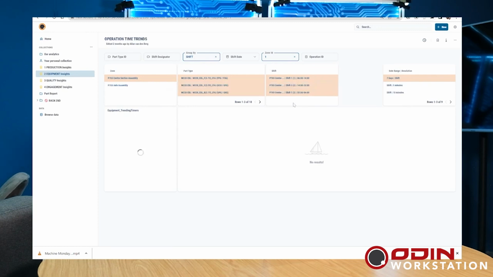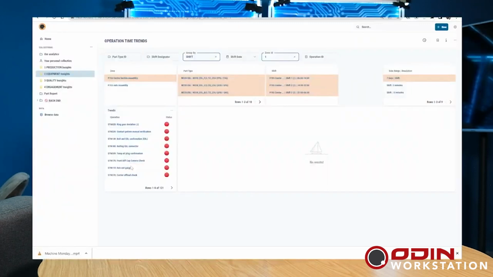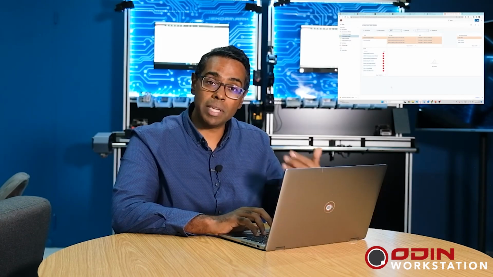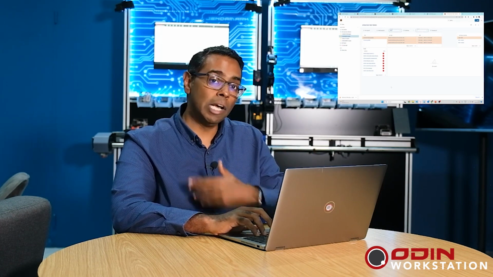So the first chart I want to share with you is really around what we call operation trends. And as you can see from this, in the background we're monitoring the cycle time of every single operation on this production line, 150 plus operations. We're monitoring the cycle time of every single operation on this floor, almost 1,000 operations that are running on this production line. And we're doing a trend analysis to see which operations are getting slower and slower.